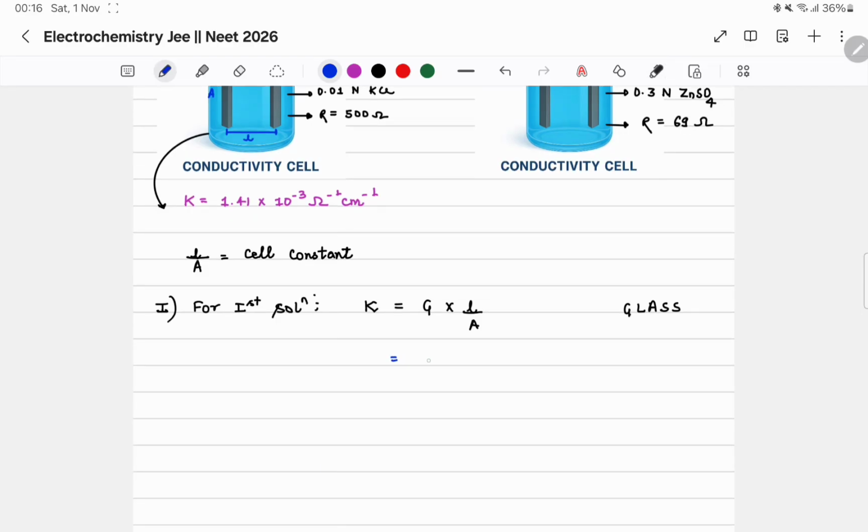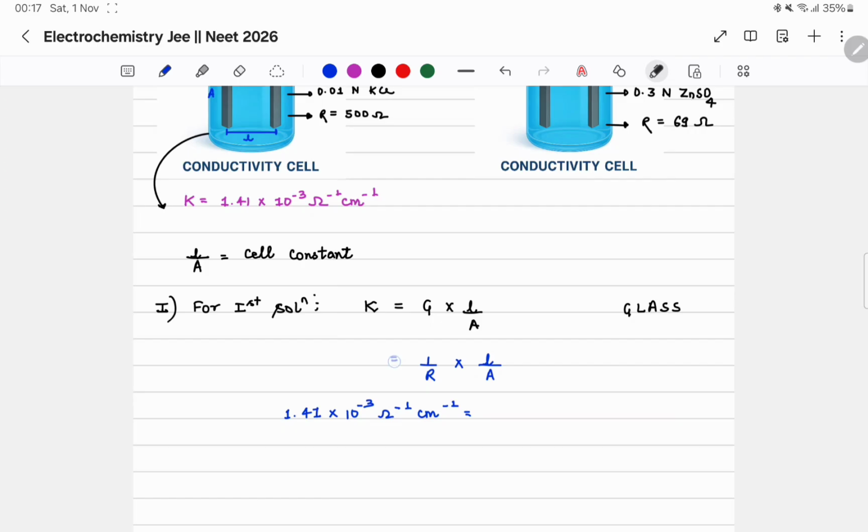Now at the place of G, I can write 1 by R into L by A. You'll be thinking why? Because G is conductance, and the opposite of conductance is resistance, as we have studied in physics also. G is equal to the reciprocal of resistance, so that's why at the place of G, 1 by R has been written. Now tell me what values have been provided in the question. Kappa is already given as 1.41 into 10 to the power minus 3 ohm inverse centimeter inverse.